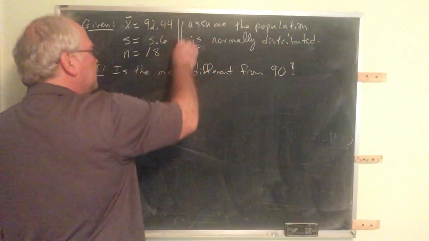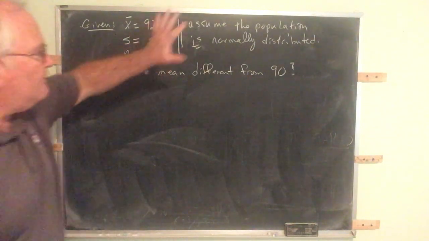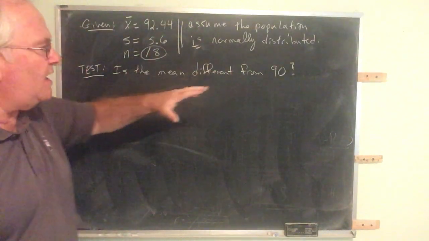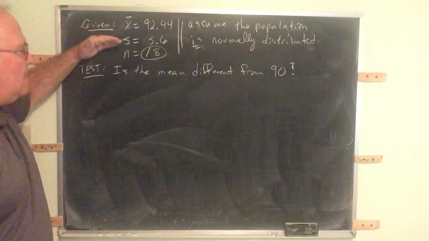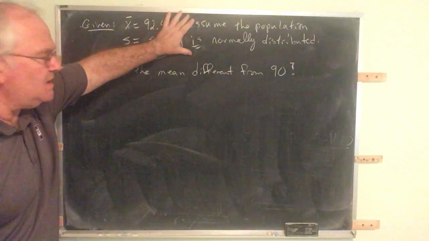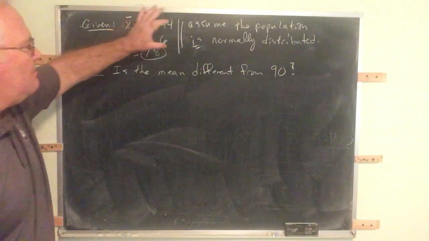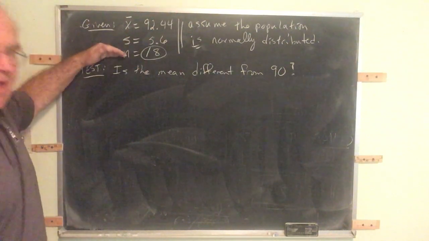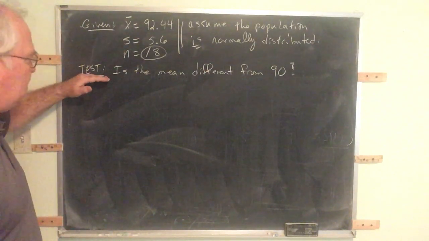Is it clear why? Since the sample size is less than 30, if this piece of information were not given, then for us at this stage of the game, we could not do this problem. But because this statement is given, we have met the sufficiently large sample size requirement, because if the population is normally distributed, then any sample size is sufficiently large. And we're asked to do this test.